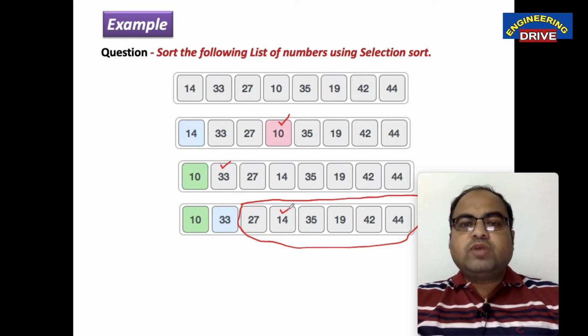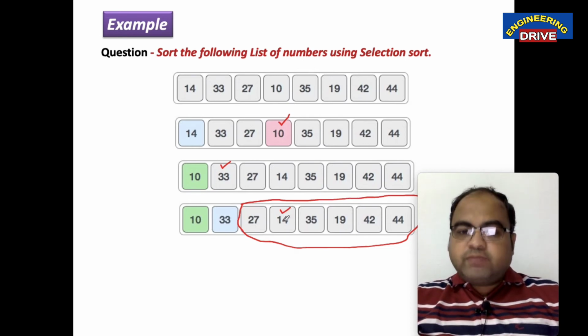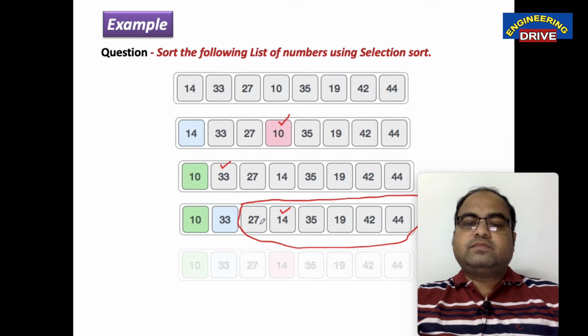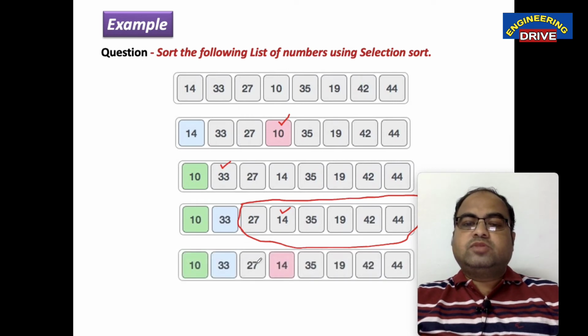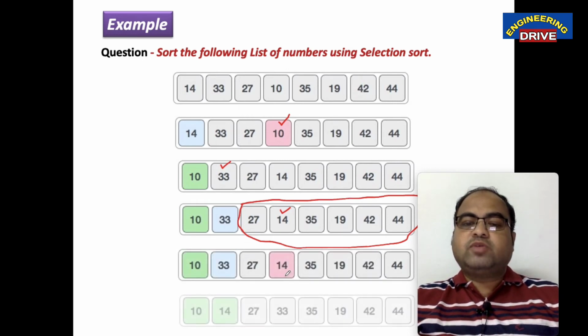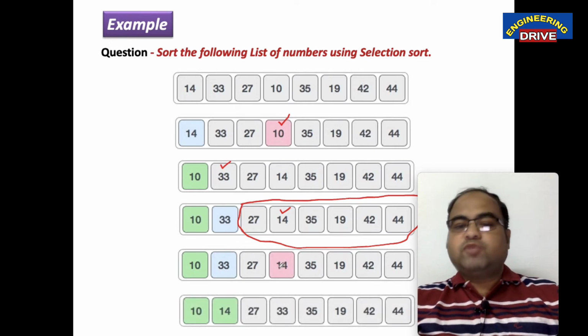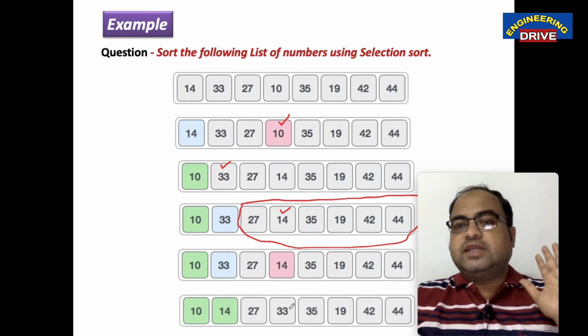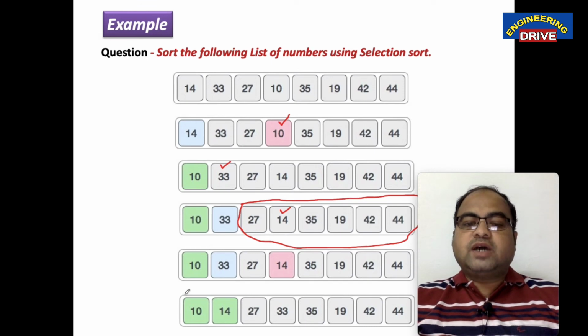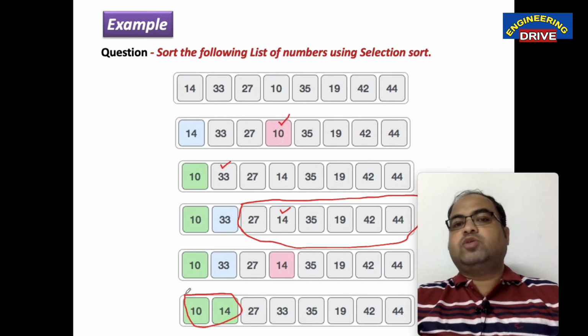So what do we need to do? Tell me, you can guess. Swap this 14 with 33. So 14 is the smallest number. What am I going to do? In 33's place 14 will come, and in 14's place 33 will come. Now two numbers are in sorted order. They are reserved now, 10 and 14.